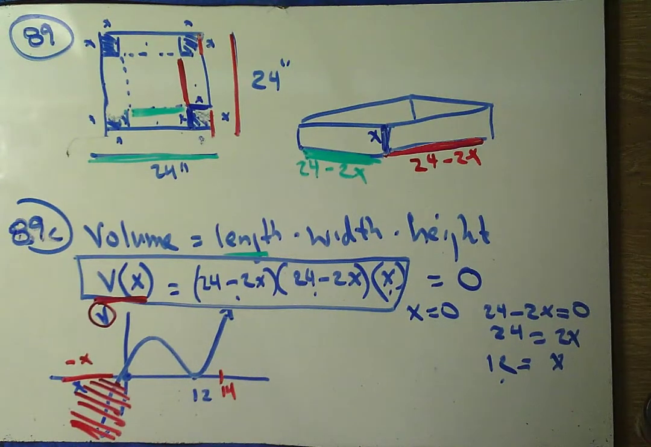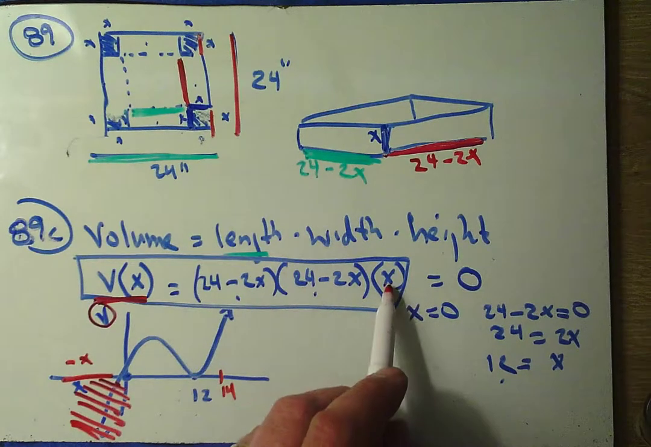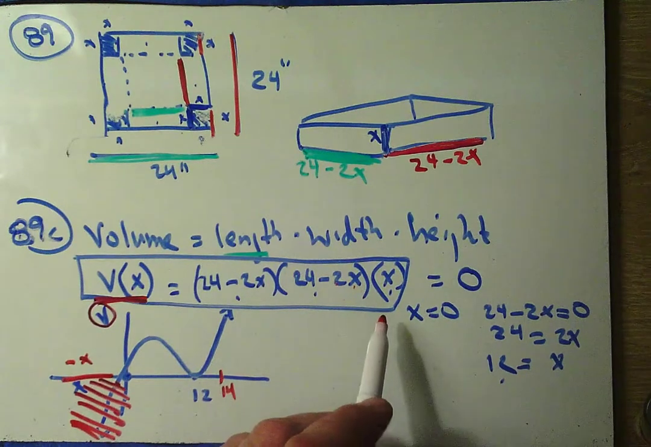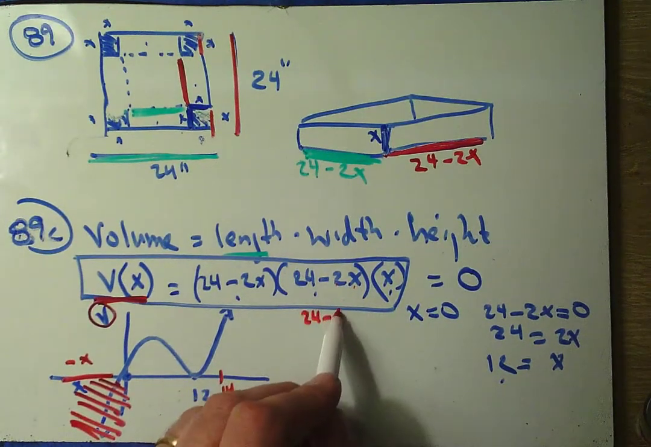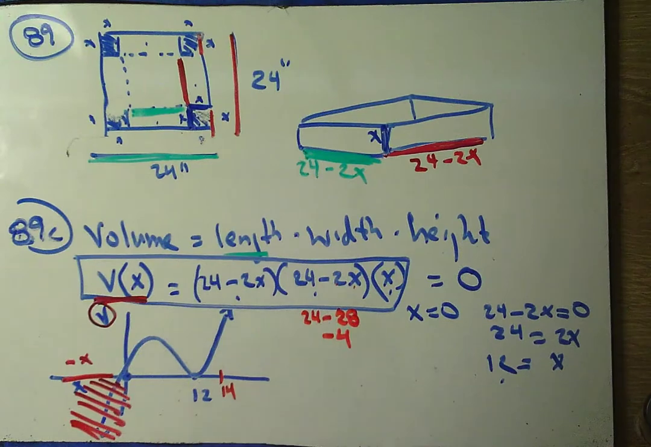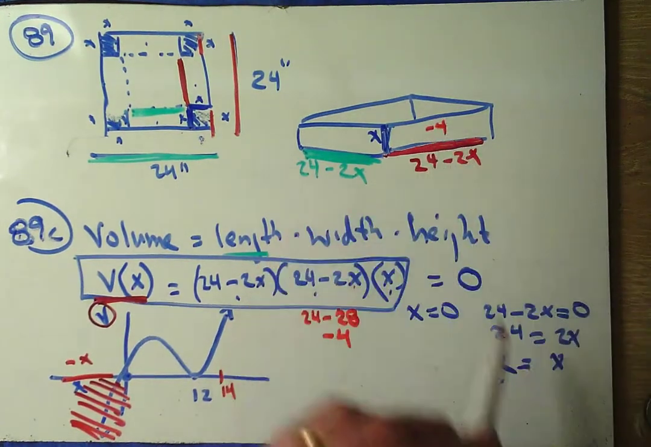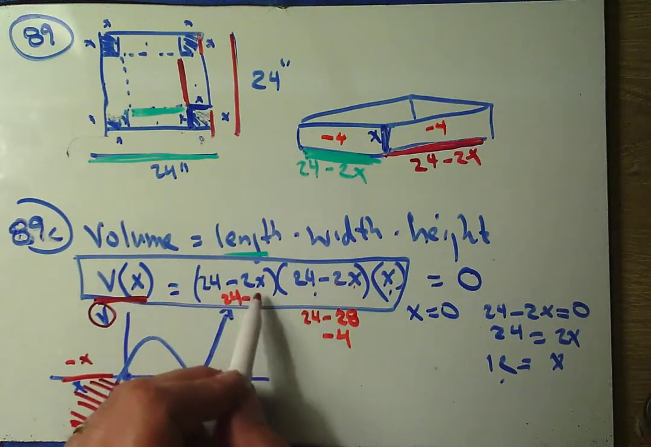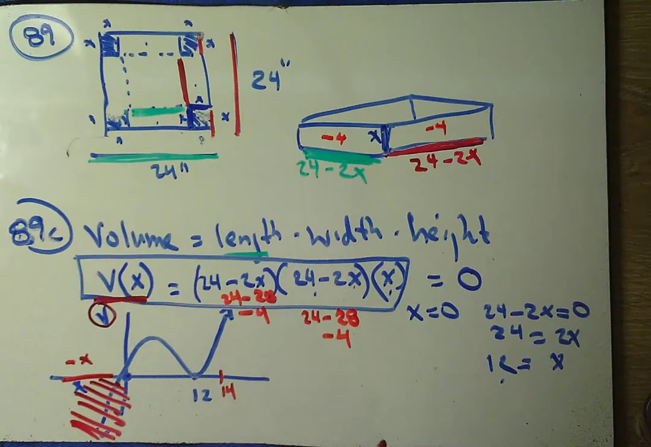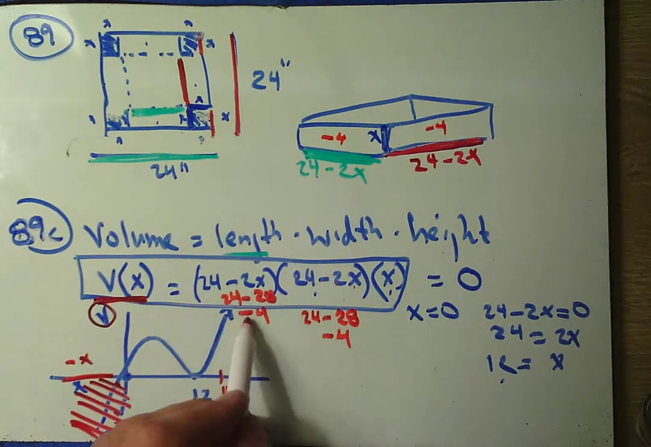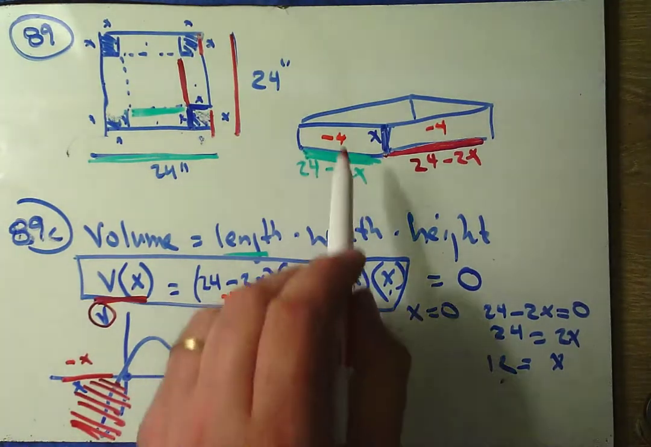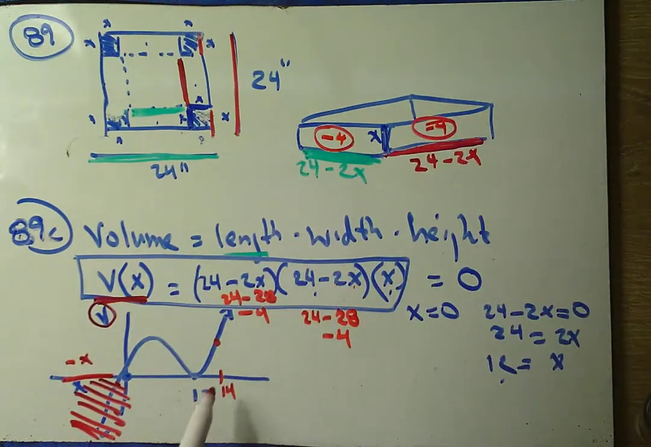Okay, I'd like to further consider over here. What happens if x equals 14? Well, 14 here is fine, but what happens when I plug a 14 in here? 2 times 14 is 28. 24 minus 28? That's negative 4. Can this side length be negative 4 and this side length be negative 4? Because that's what's going to happen over here. 24 minus 28. I'm going to get negative 4 again. So even though a negative times a positive would make a positive volume, I can't have negative side lengths.